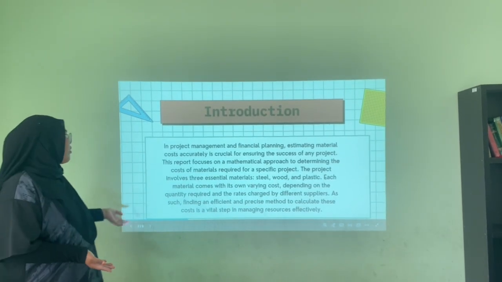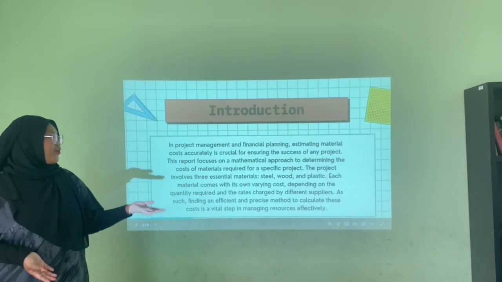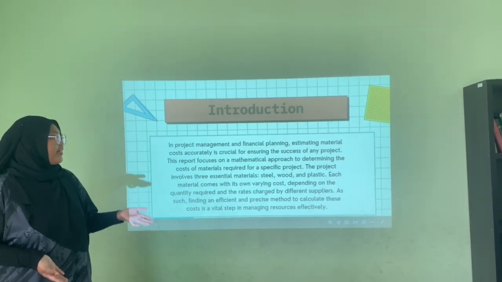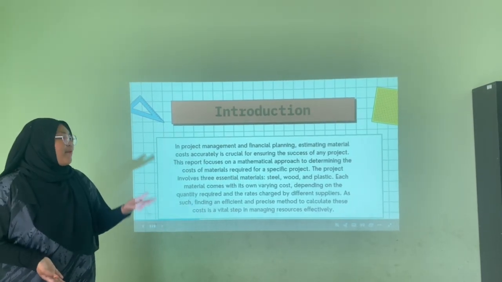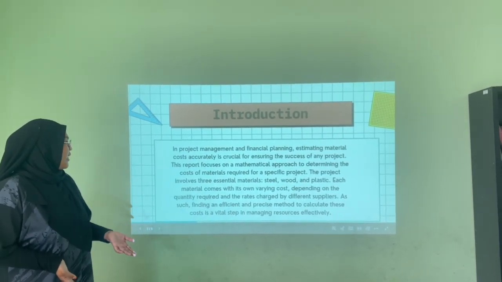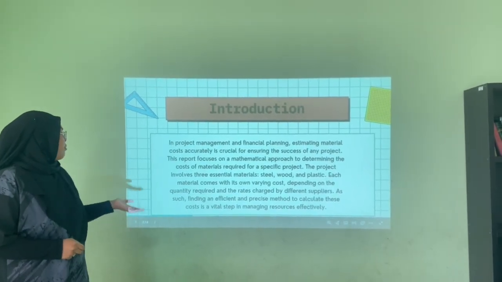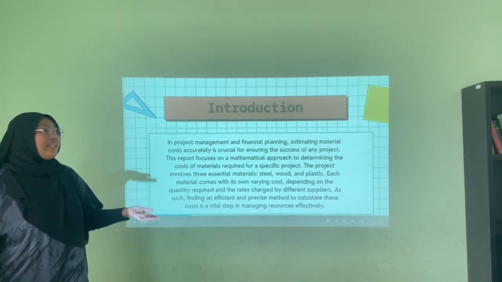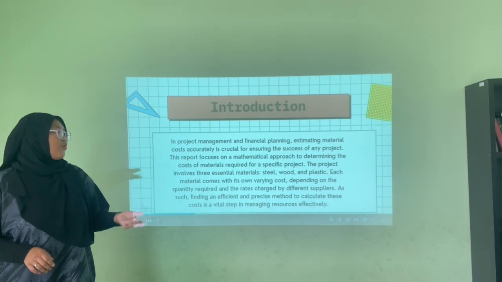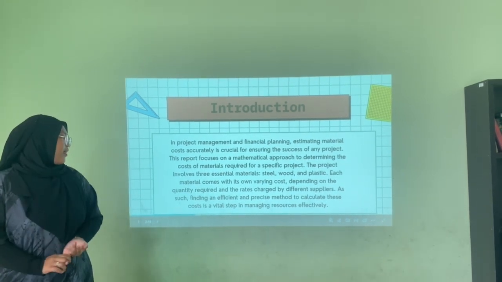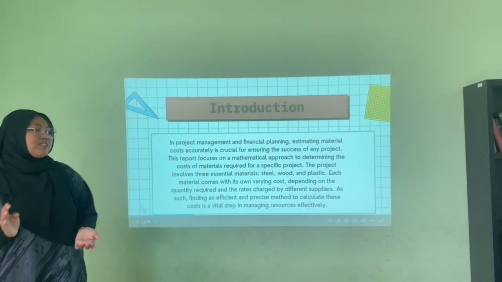In project management and financial planning, estimating material cost accurately is crucial for ensuring the success of any project. This report focuses on a mathematical approach to determining the cost of materials required for a specific project. The project involves 3 essential materials: steel, wood, and plastic, and each material comes with its own varying cost depending on the quantity required and the rates charged by different suppliers.